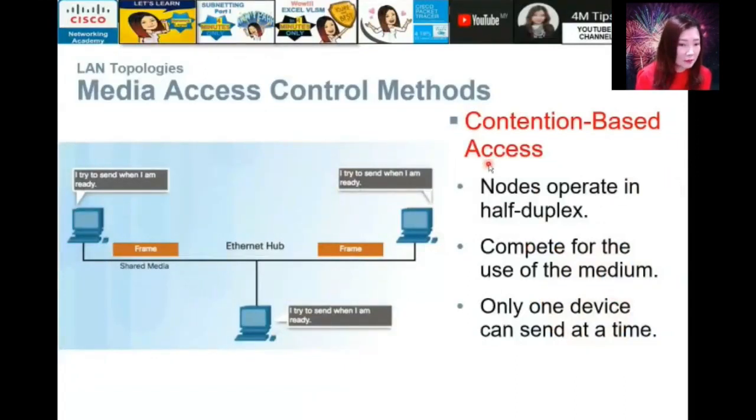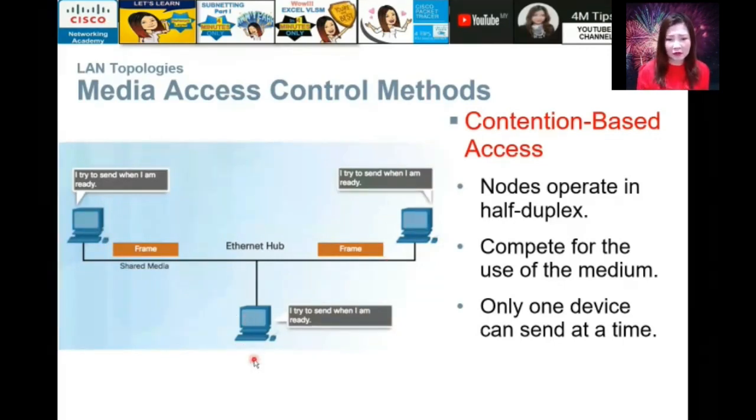So this congestion-based access, whereby you will have the computer here, sometimes in certain material or certain books, we call it NODES, N-O-D-E-S. So this N-O-D-E-S is considered as our end device. So it will reference to this NODE, not one, not two, not three, for example. So all these NODES here operate in a half duplex. Okay, in a half duplex.